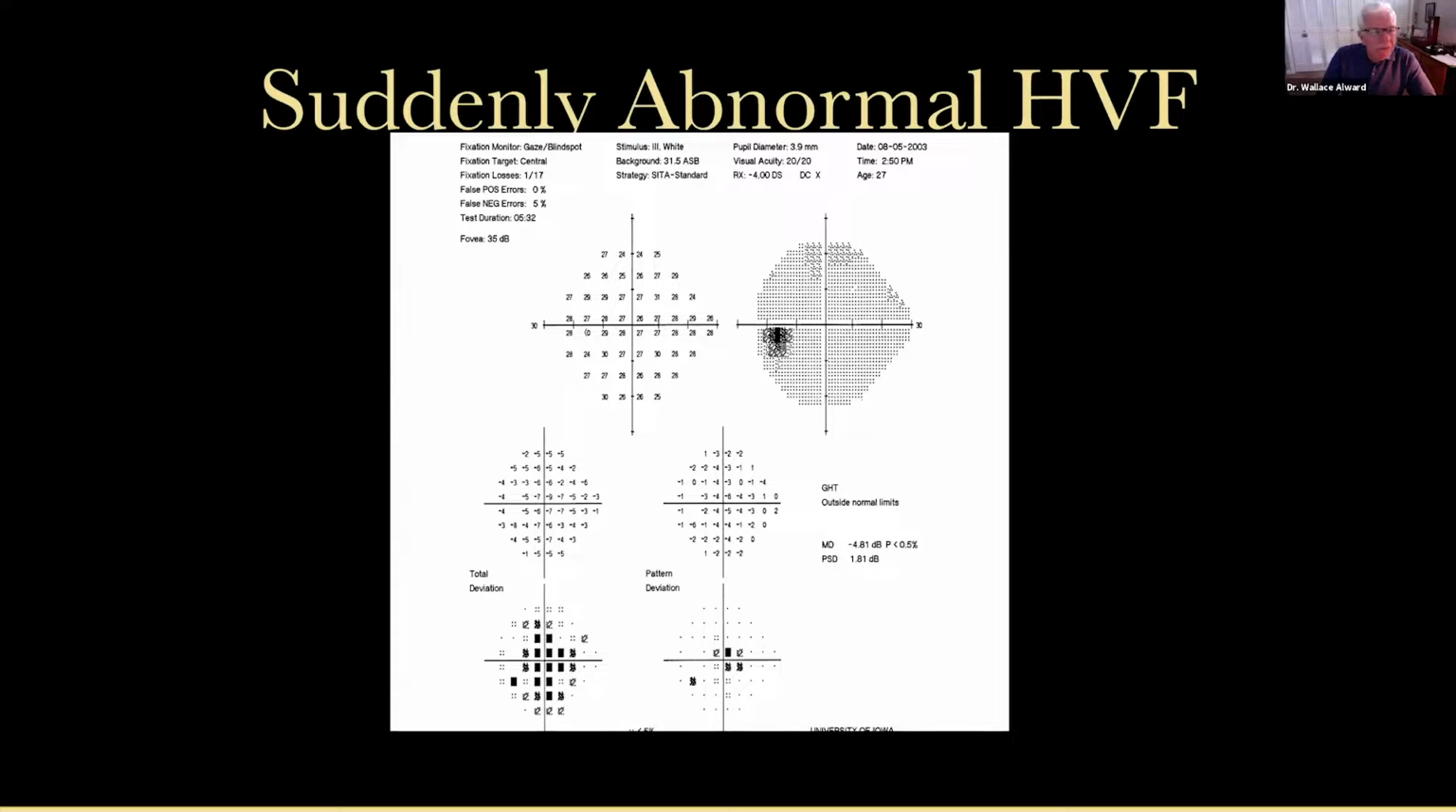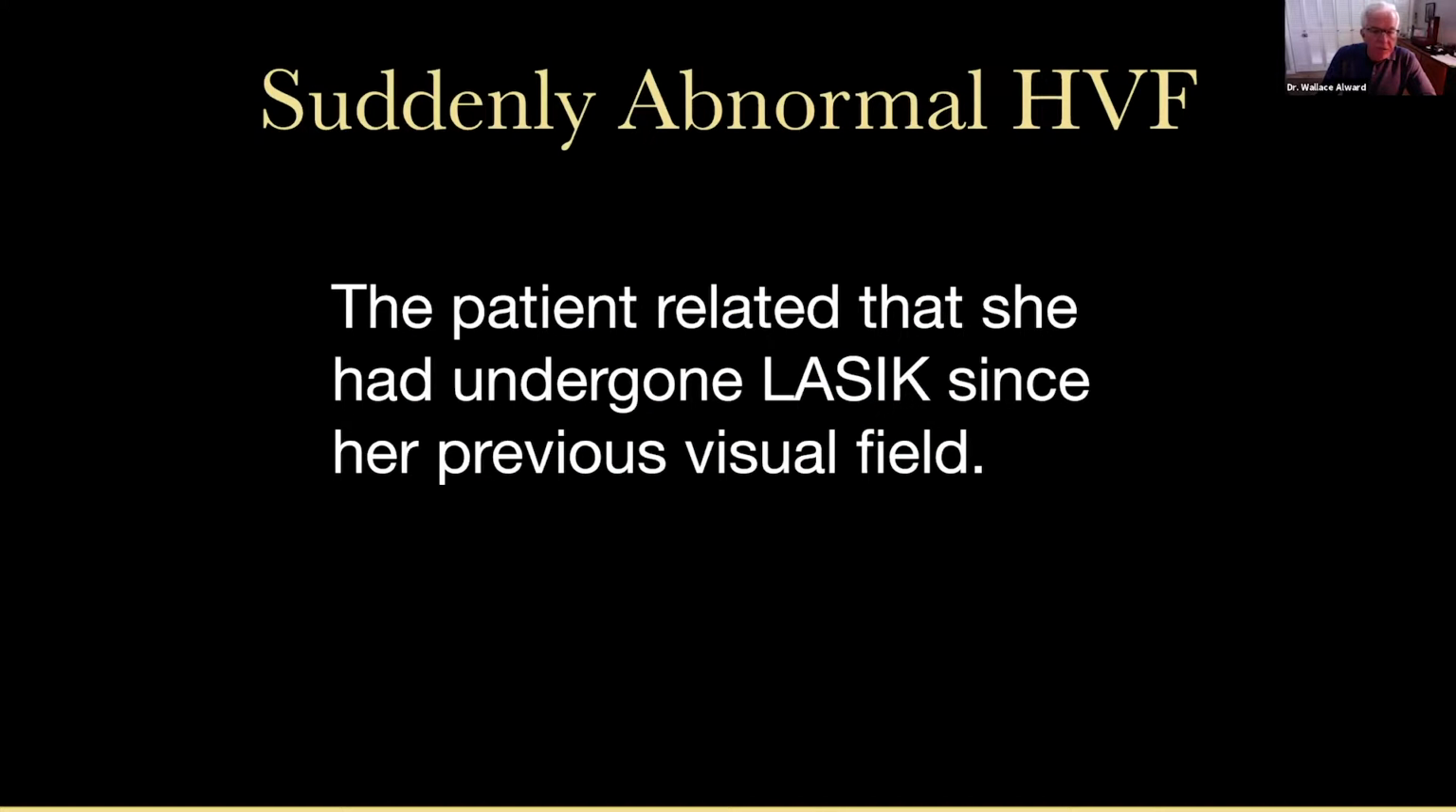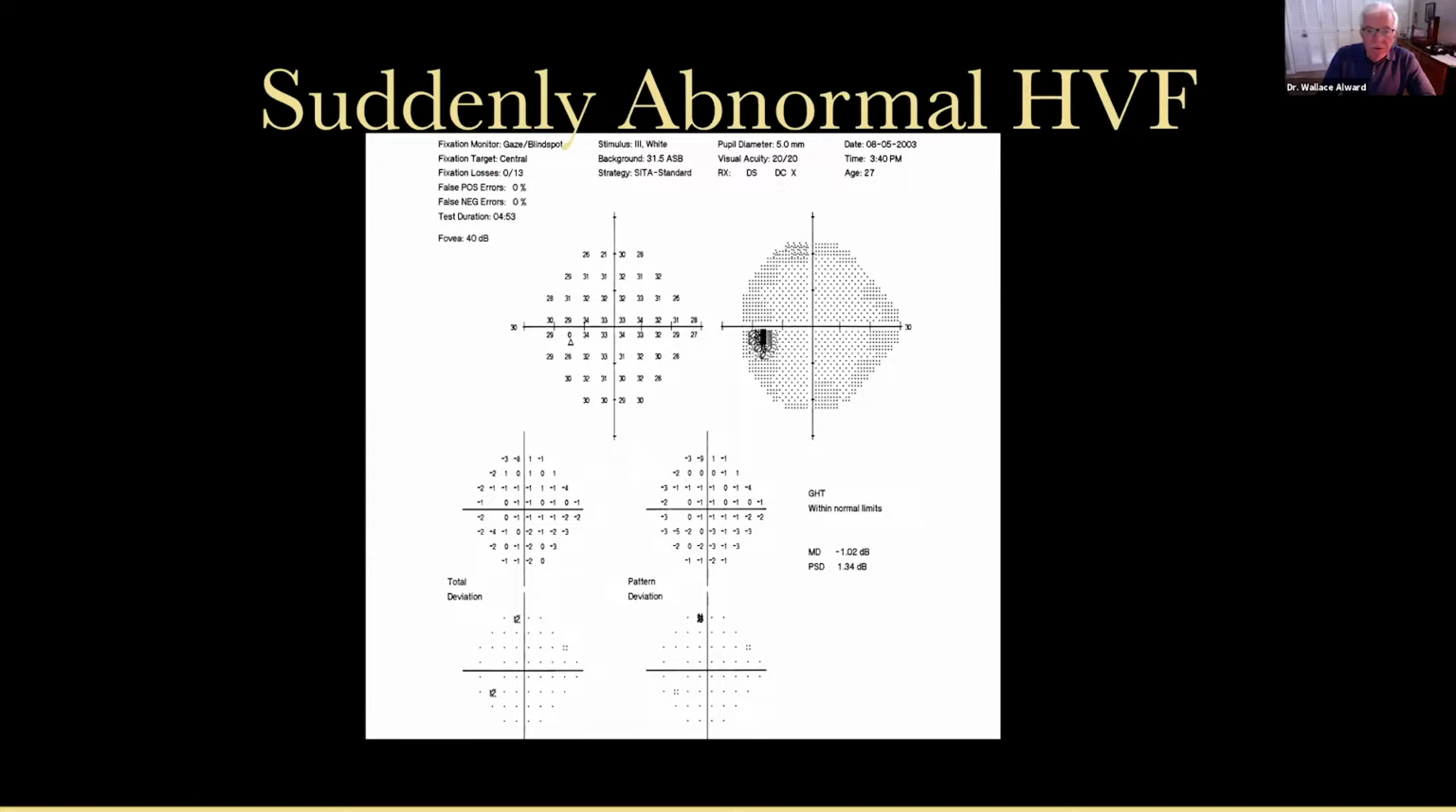This is something we see rarely, but occasionally. This is a young patient, 27 years old, whose field is suddenly abnormal. Minus 4 diopters of sphere for the refraction. And the mean deviation, you can see here, is minus 4.81. She related to us that she'd undergone LASIK since her last field, hadn't told anybody. And so if we repeat the field with no correction, she's young, doesn't need an add, all of this goes away, mean deviation minus 1.02.